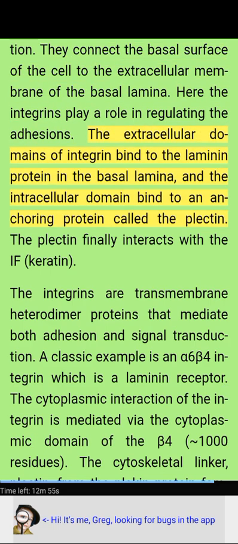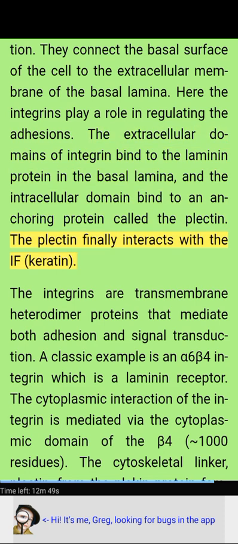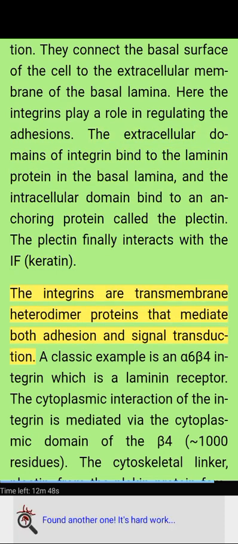The extracellular domains of integrin bind to the laminin protein in the basal lamina, and the intracellular domain binds to an anchoring protein called plectin. The plectin finally interacts with the IF keratin. The integrins are transmembrane heterodimer proteins that mediate both adhesion and signal transduction.